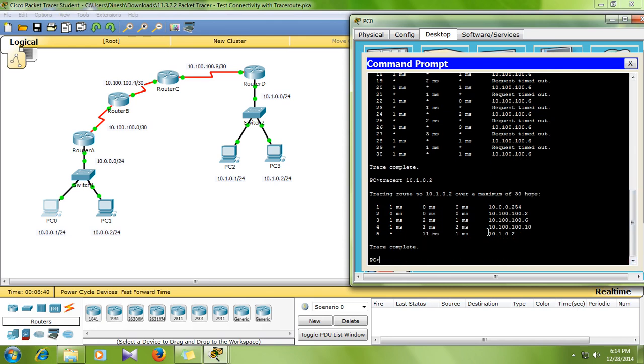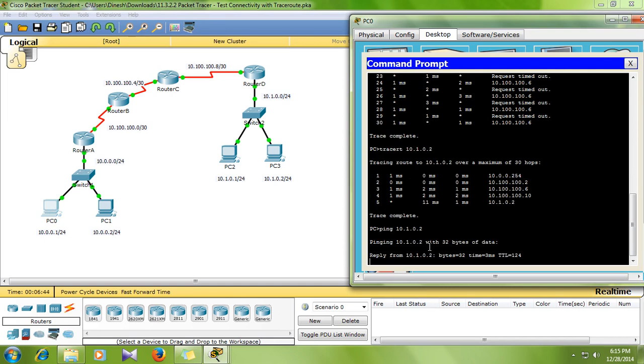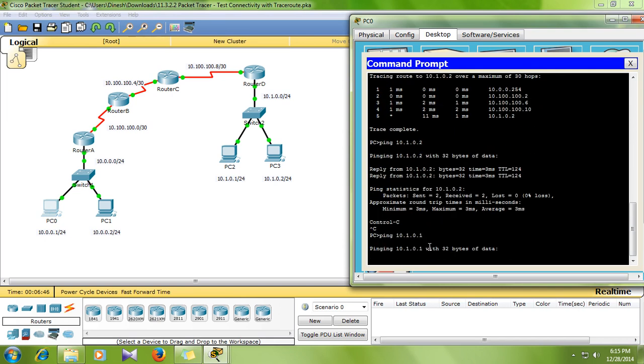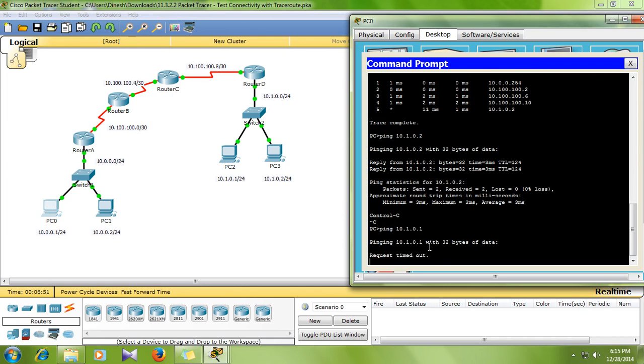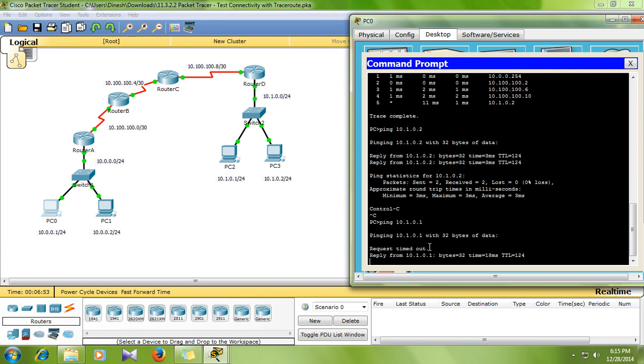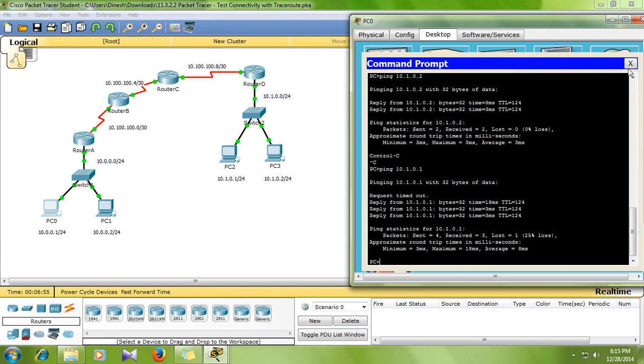Yeah, trace complete. We are able to reach 10.1.0.2. Yeah, we are able to reach it. The first packet will take time because you have to get the ARP request. Yeah, that's all static route.